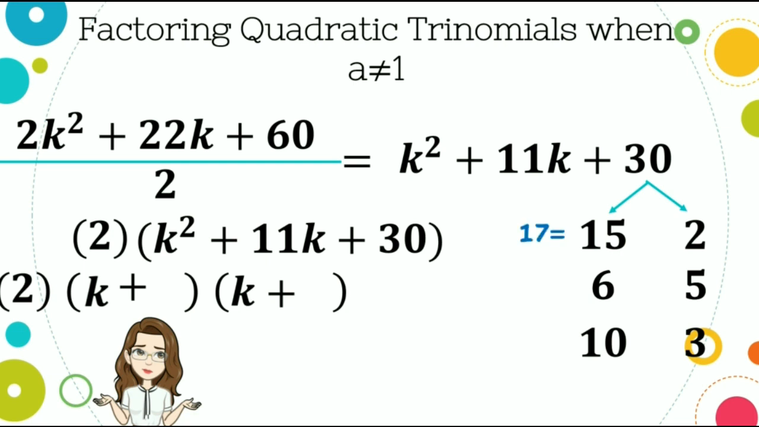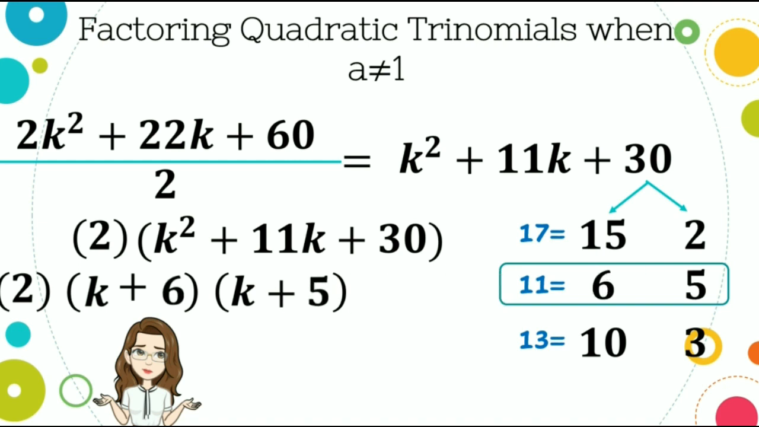15 plus 2 is 17. 6 plus 5 is 11. 10 plus 3 is 13. Get the factors of the third term whose sum matches the middle term of the given, and that is 6 times 5, which sum is 11. So we will have 6 and 5. Therefore, our factor of 2k squared plus 22k plus 60 is 2 times k plus 6 times k plus 5.